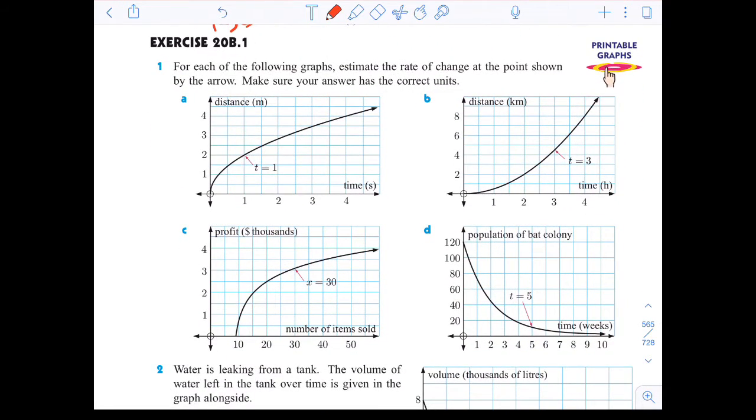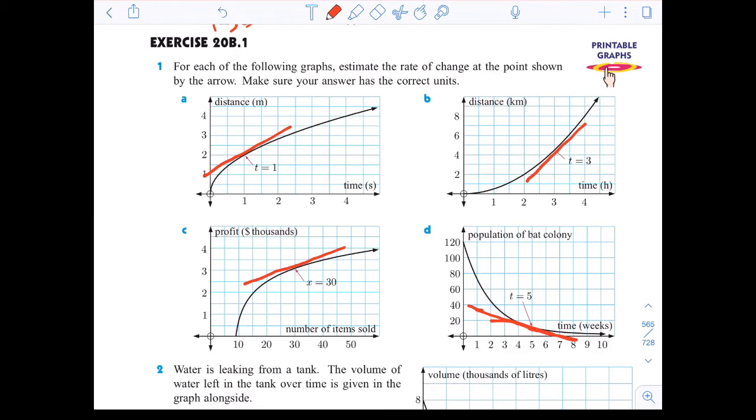For each of the following graphs, estimate the rate of change at the point shown by the arrows. So when t is equal to 1, you'd have to draw a tangent line to it. Or for B, you'd have to draw a tangent line. Something like that. And that one doesn't really touch it, but it should touch it. It should be a little bit closer. Next one here. Whoops. And that one there.